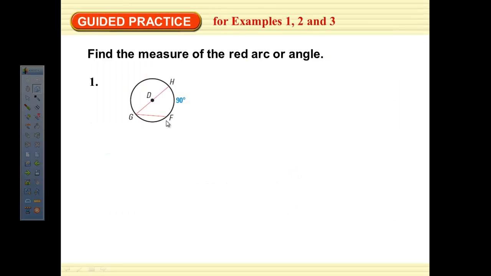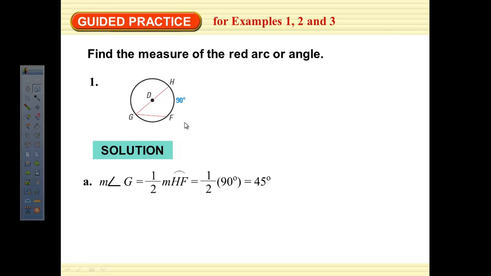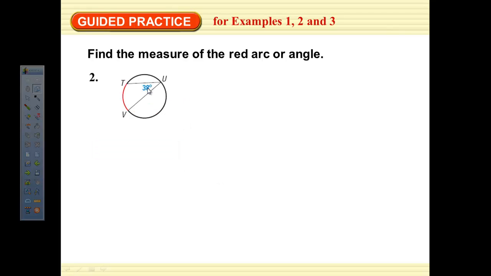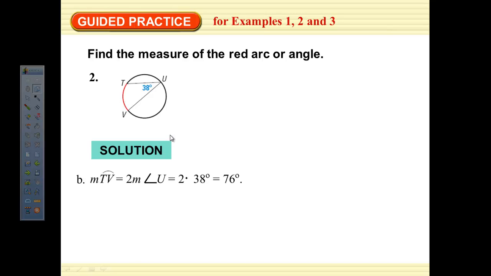And here's some other variations on these types of things. We want to know what this angle is. Since the angle's half the arc, this arc is 90, so this angle has to be 45. This angle is 38, so the arc is twice as big, so that would make it 76.